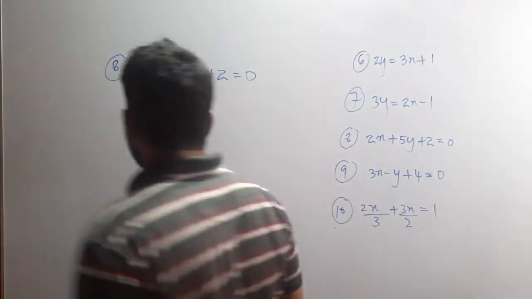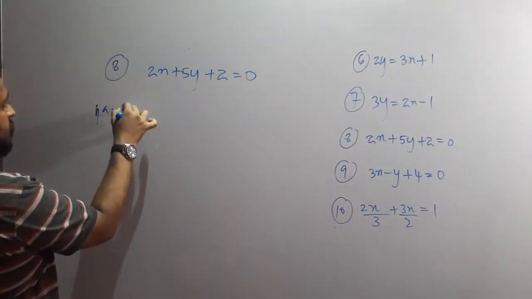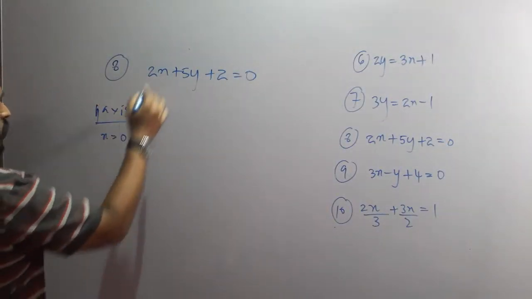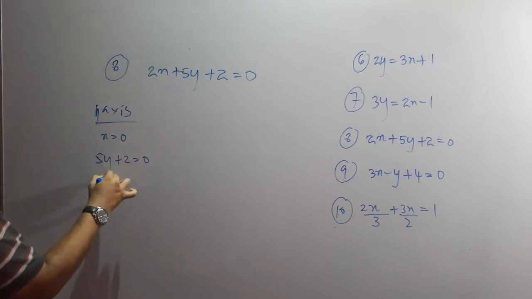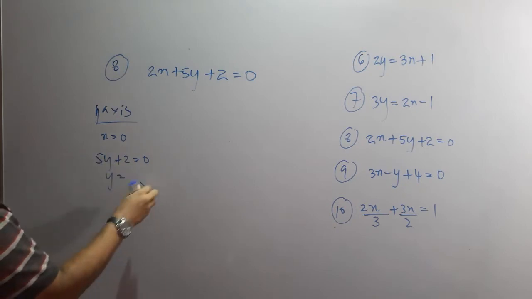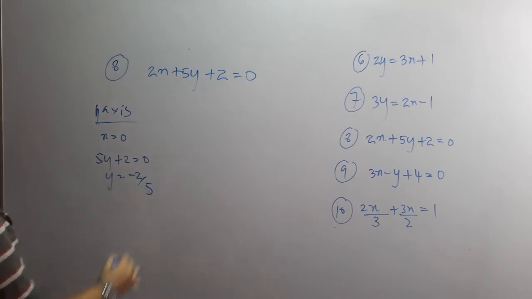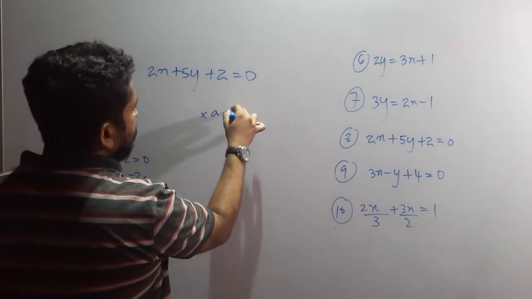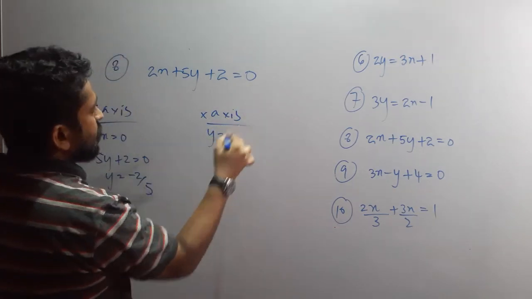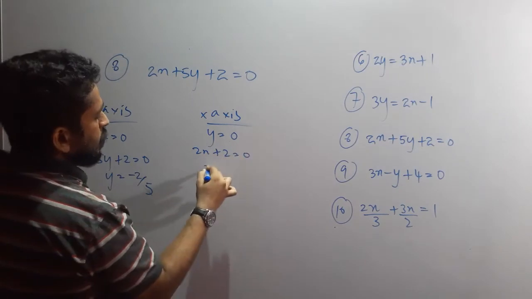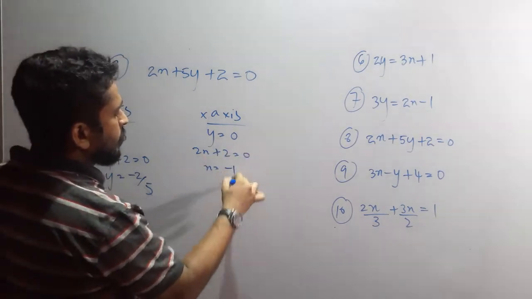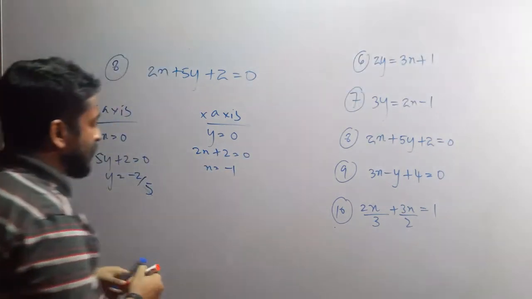So let's go. Starting point of y-axis by applying x equals 0. When x equals 0, 5y plus 2 is 0. Make y the subject: y equals minus 2 upon 5. Starting point of x-axis by y equals 0: 2x plus 2 is 0, x equals minus 2 upon 2, minus 1. Let's start sketching.